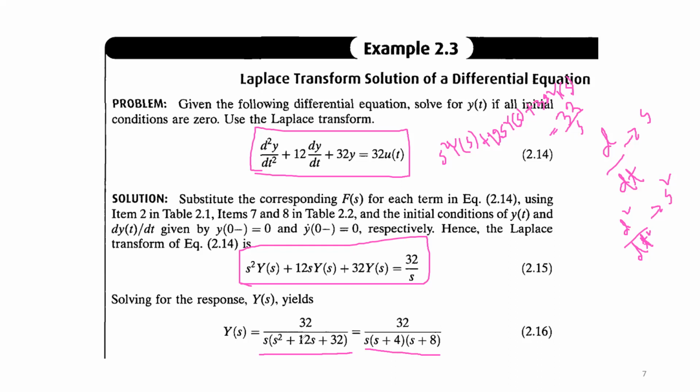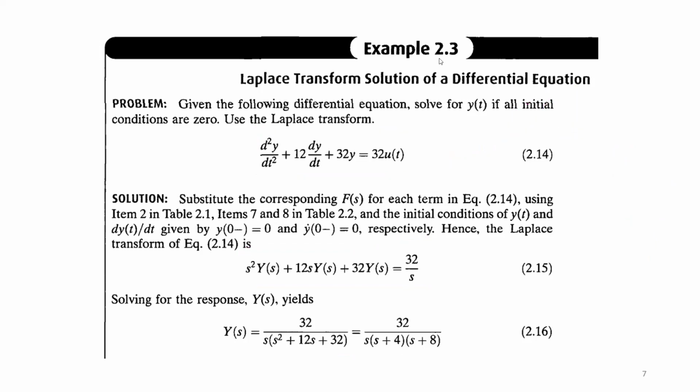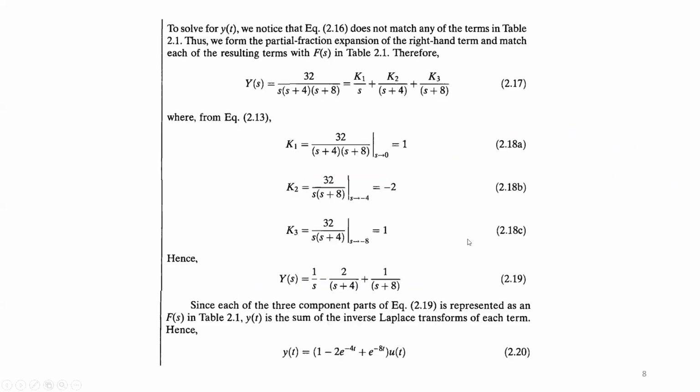Okay. So if you solve this problem by using the middle term factor, then you will find s into s plus 4 plus s plus 8. Now you have to write the partial fraction expansion. Now see the partial fraction. They use k, k1, k2, k3. You can use A, B, C also.